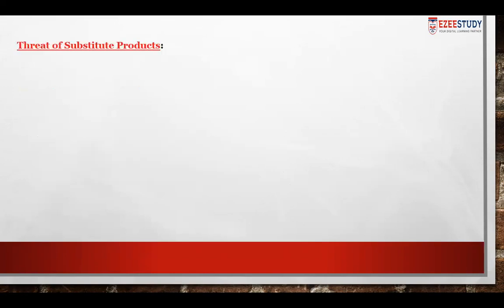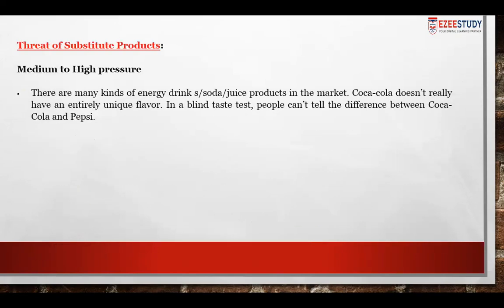Now, what about the threat of substitution? It's medium to high. When we talk about substitutes, there are substitutes available for Pepsi and for Coke. There are many kinds of energy drinks, sodas, and juice products in the market. Coca-Cola does not really have an entirely unique flavor. In a blind test, people can't tell the difference between Coca-Cola and Pepsi. So again, the threat of substitution will be from medium to high.